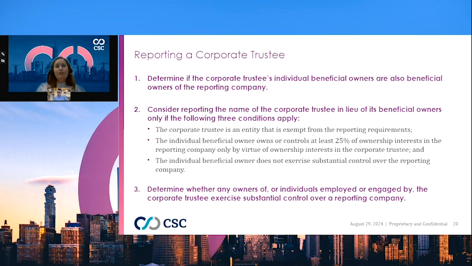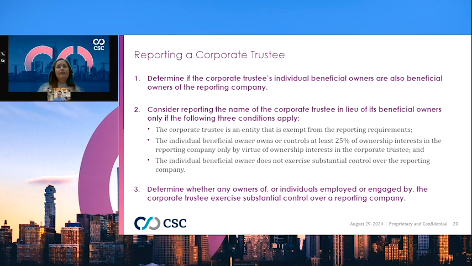Fortunately, the FAQs go on to say that the reporting company may, but is not required to report the name of the corporate trustee in lieu of information about an individual beneficial owner if all of the following 3 conditions are met. First, the corporate trustee is an entity that is exempt from the reporting requirements. Second, the individual beneficial owner owns or controls at least 25% of the ownership interests in the reporting company only by virtue of ownership interests in the corporate trustee. And 3, the individual beneficial owner does not exercise substantial control over the reporting company.